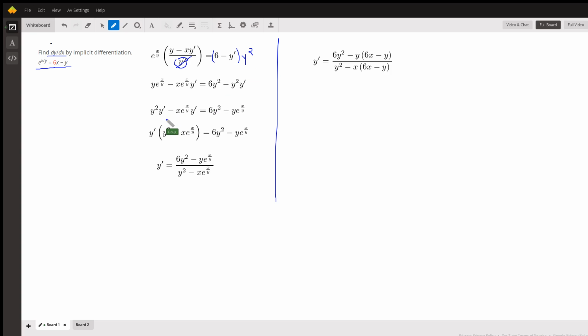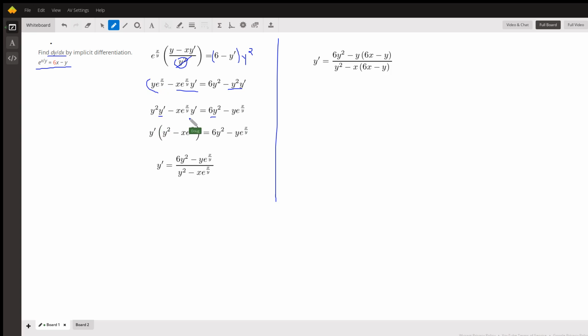Next, we'll get the terms containing y prime on the same side of the equal sign and the other terms on the right side. So let's take this term, the left side, y squared y prime. This term is already there. 6y squared is already on the right. Let's move this term to the right side of the equal sign.